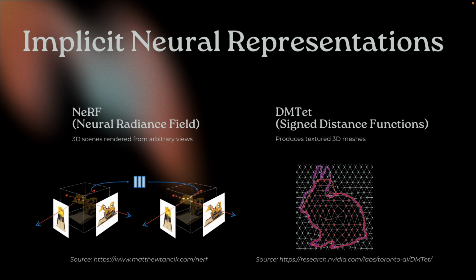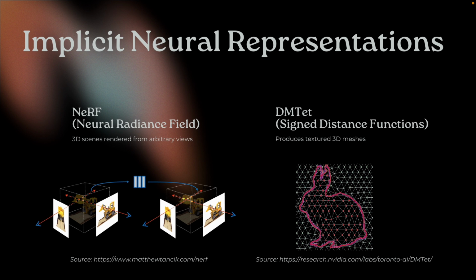Signed distance functions, or SDFs for short, are functions that define a 3D object by mapping each point in space to its distance from the object's surface. A specific type of SDF is called a DMTet, which is used in Shap-E for efficiently generating 3D meshes with texture.